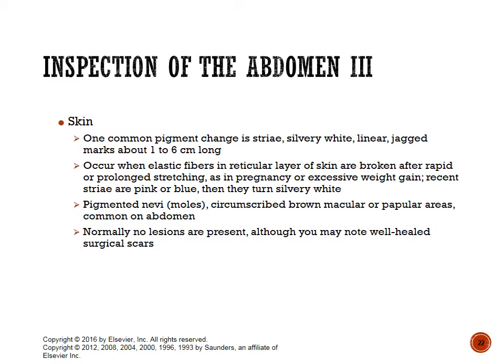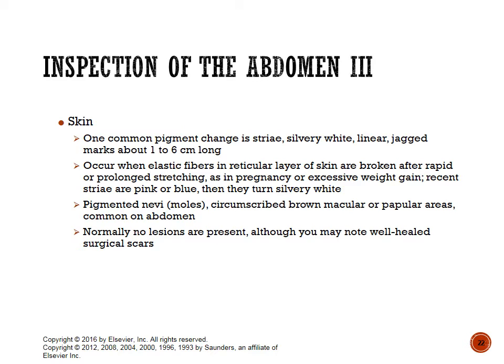So the next thing that we're going to look at when we're inspecting the abdomen, and we haven't touched them yet, we're just still looking from afar, is the skin. What we may see are striae, which are stretch marks, because the skin has lost some of its elastin. We also want to be looking for any moles or papular areas, which are very common on the abdomen. We do also want to make sure that there aren't any lesions, because if there are, we need to document those well. And also any surgical scars that may be healed at that time.